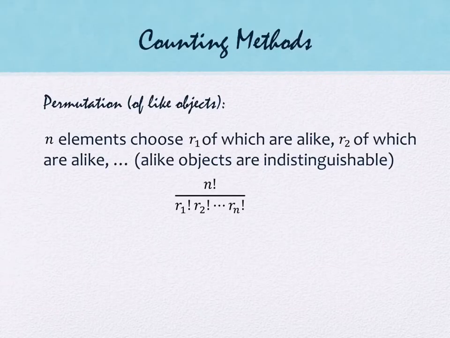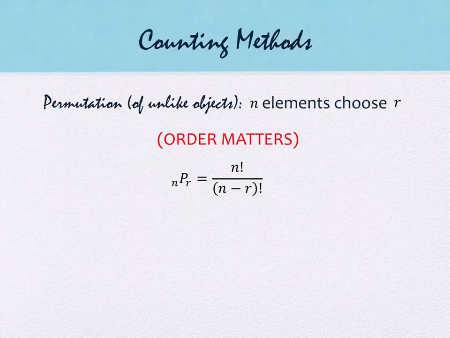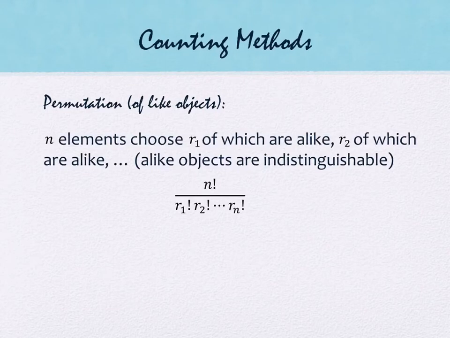There are a couple of types of permutations. The one you see on the front sheet says permutations of like objects. If you flip a couple more in, we're going to talk about permutations of unlike objects. So let's talk about what we mean by like objects. Like objects are things where you can't tell them apart.